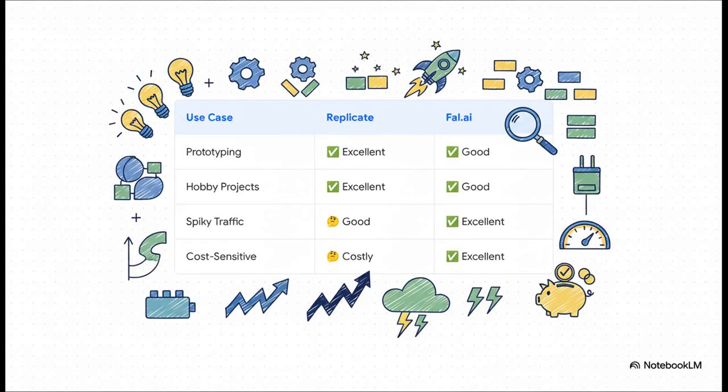Look, for prototyping, just exploring ideas or building hobby projects, Replicate is absolutely excellent. That huge model library is just unbeatable for getting ideas off the ground fast. But the second you start thinking about a production app, especially one with unpredictable, spiky traffic, that's where fal.ai's architecture really begins to shine. Their model means you're not burning cash during the quiet times, making it perfect for cost-sensitive apps that need to scale efficiently.